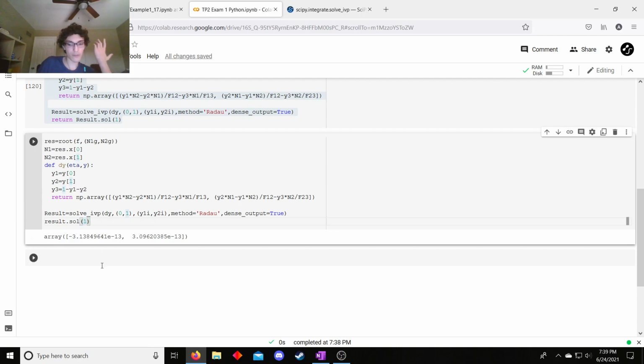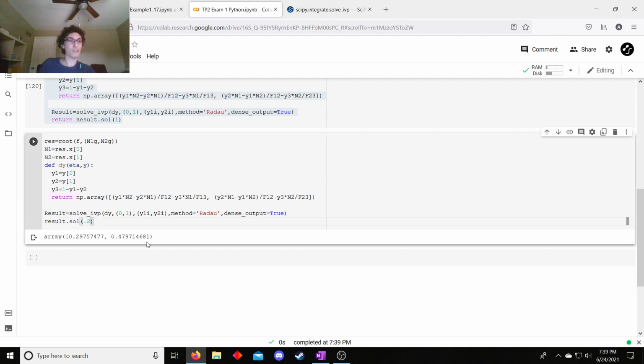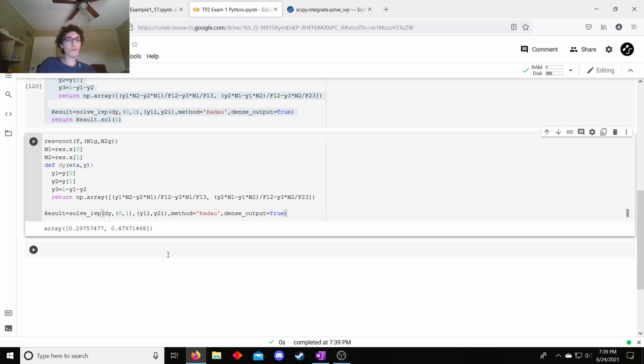And if we put in something like 0.2, it'll tell us what the mole fractions are at 0.2. So what we want is to plot all of these onto a graph. We want to plot how the mole fraction of acetone changes, methanol changes, and air changes as we move from 0 to 1, or 0 to delta.